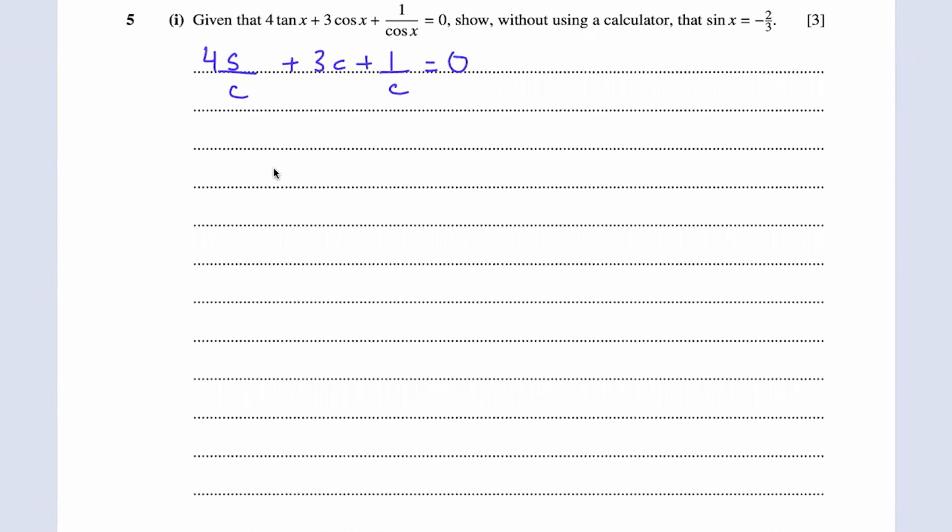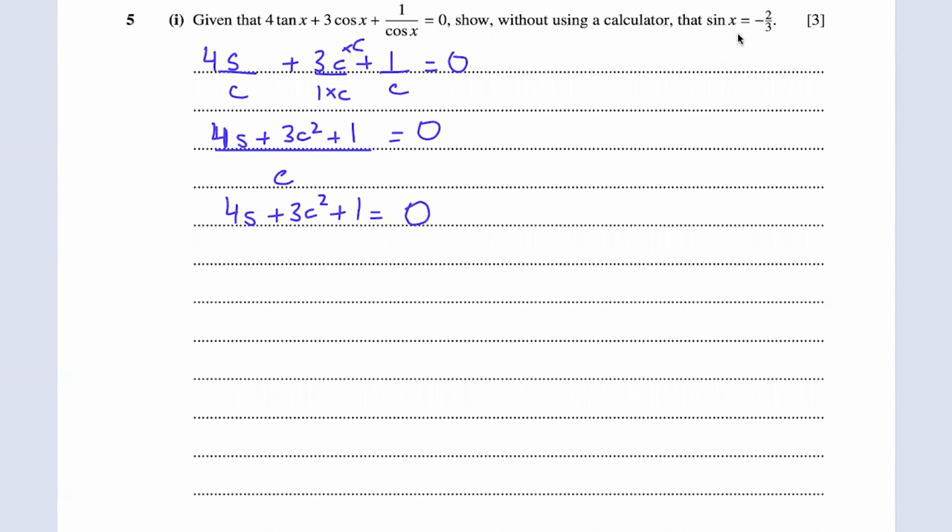Taking the LCM, the LCM will be cos. The denominator over here is 1, so this will also multiply by cos. So we get 4 sin x plus 3 cos squared x, as this will also multiply by cos, plus 1 equals, so cos times 0 will become 0.